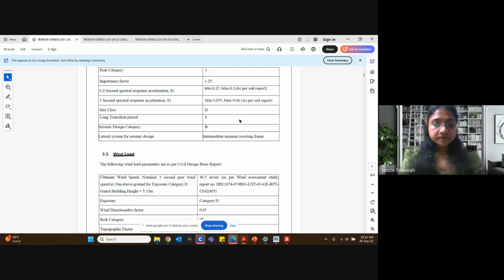What is an intermediate moment resisting frame? Okay, it is nothing but a structural system. It is designed to resist the lateral forces primarily through flexural action of its members.